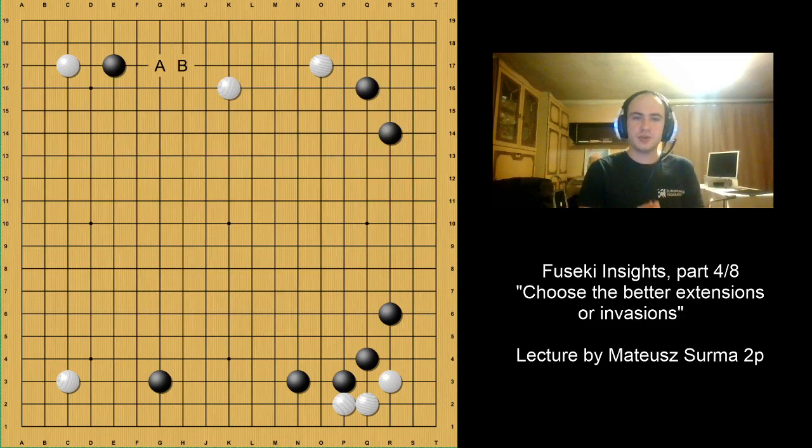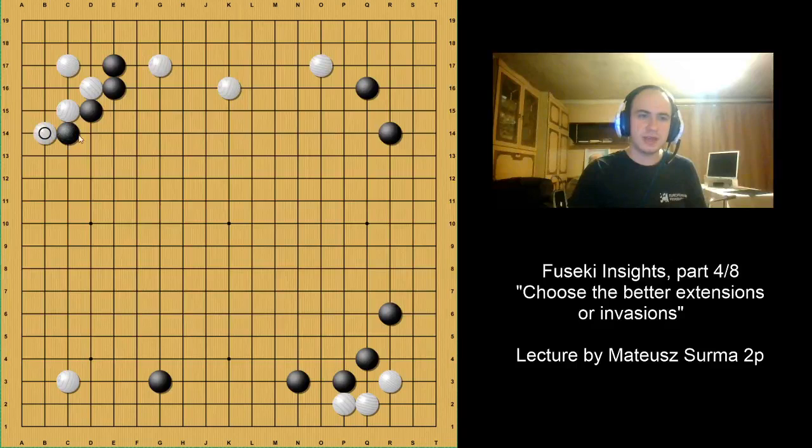This is a situation from a pro game. And here, now it's white's turn. Black played this invasion at E17, and white is thinking maybe about where to play, A or B. So in this position, let's check some situation with A. After this move, let's say black will play something like this, and here we can exchange this kind of thing. So we get a fuseki.